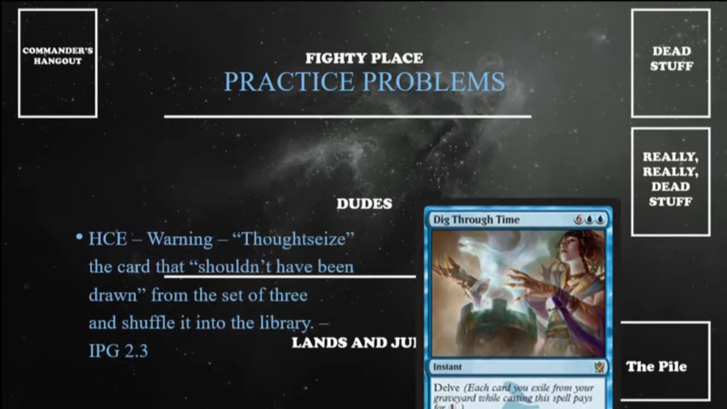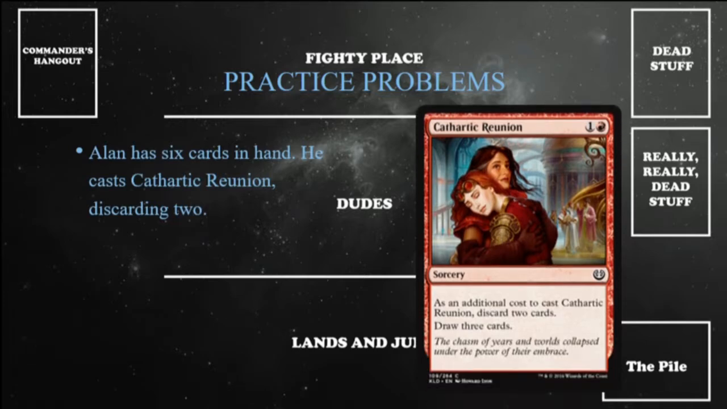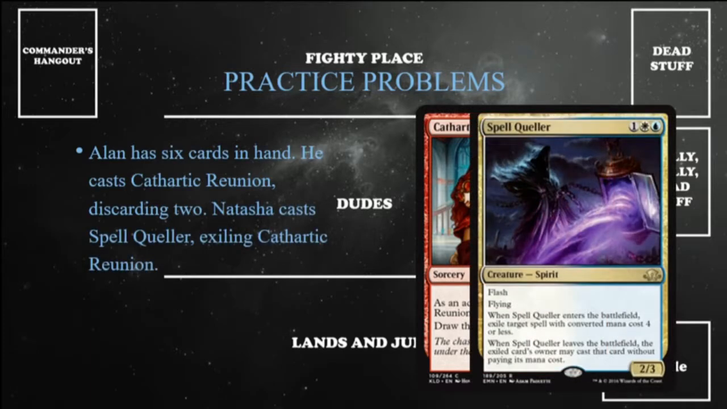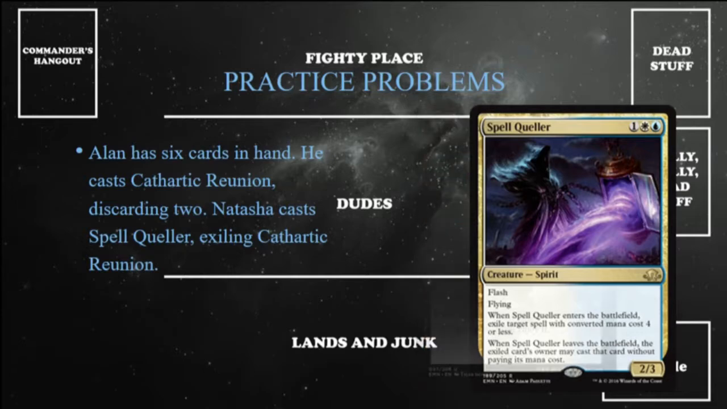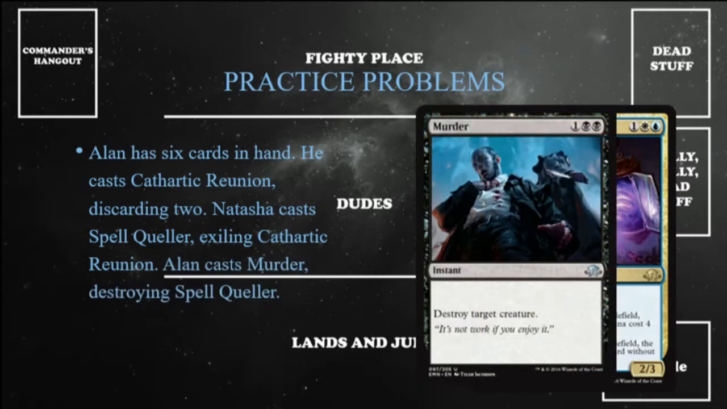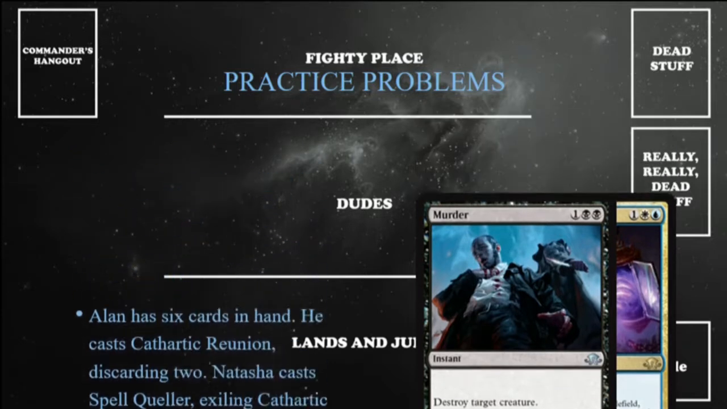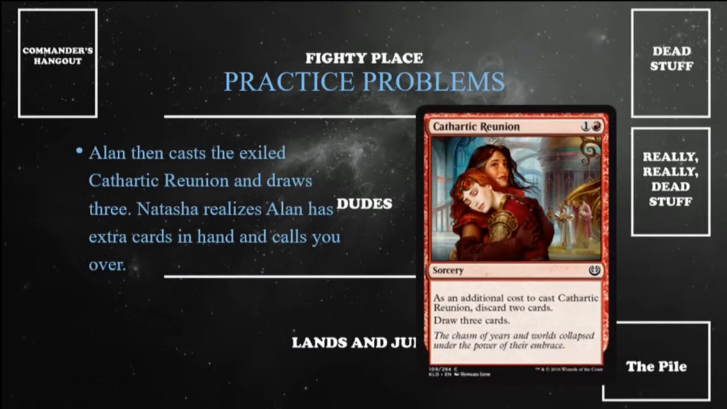I believe I have one more question, and this one actually is a favorite of mine. Alan, tired as he is from his previous infraction, has 6 cards in hand. He casts Cathartic Reunion and discards 2. Natasha casts Spell Queller and exiles Cathartic Reunion. After it is exiled, Alan casts Murder, destroying Spell Queller. He then casts the exiled Cathartic Reunion and draws 3. Natasha realizes Alan has extra cards in hand and calls you over. What do you do?